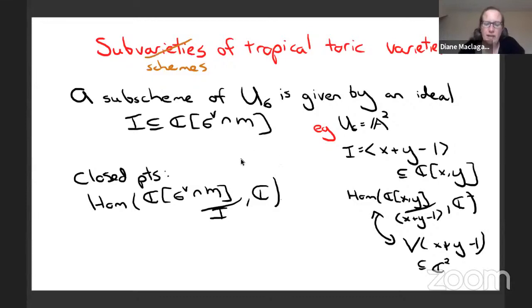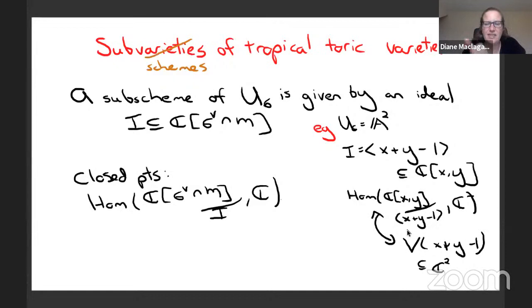If I want to look at points of this, you remember for the points of my toric variety, I said I can think about this as homomorphisms from the coordinate ring into the complex numbers. And I'm going to do that the same way for varieties. So I'm going to look at homomorphisms from the coordinate ring, so the quotient now by this ideal, into the complex numbers. So in the case of the line, I've got the coordinate ring mod x plus y minus 1 into C.